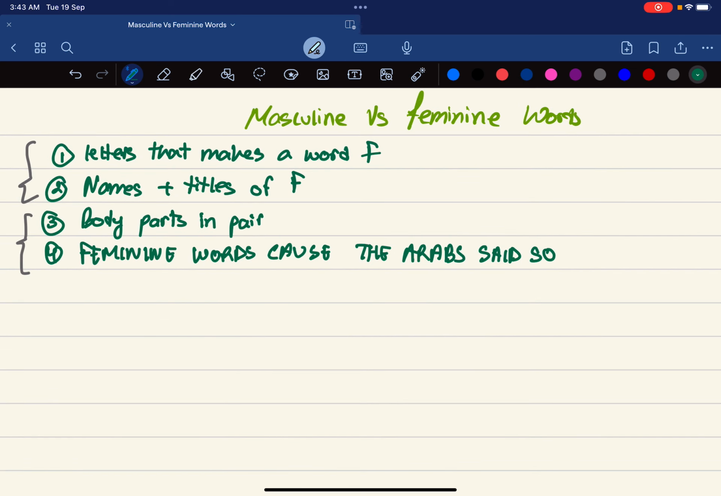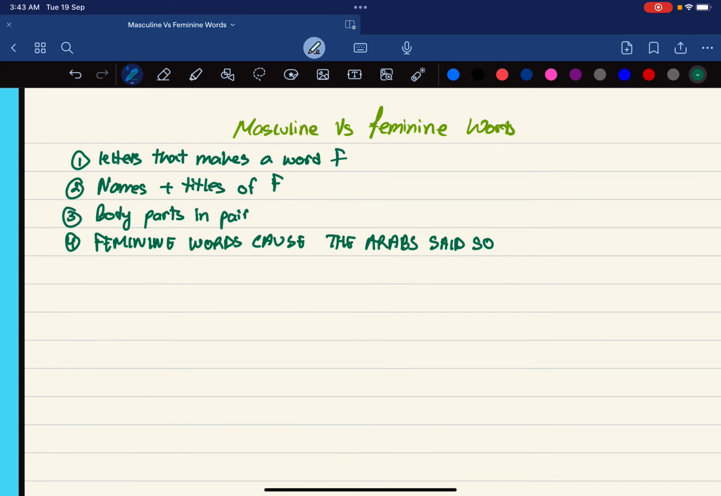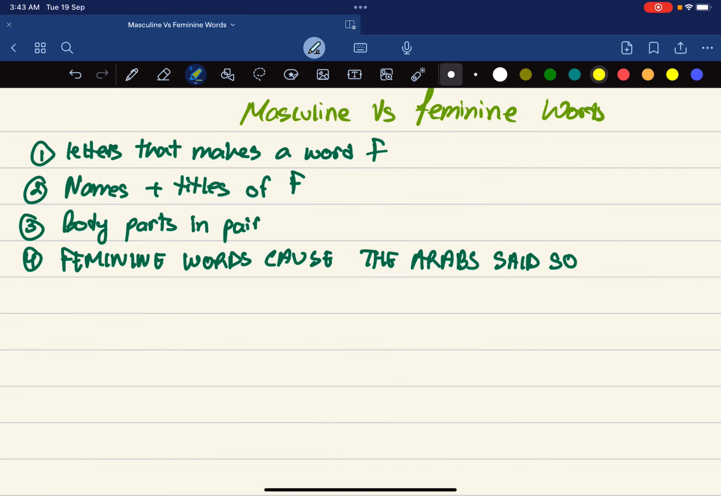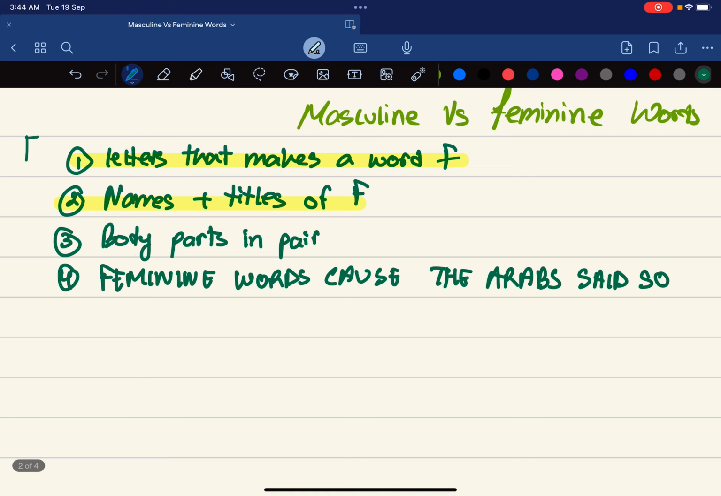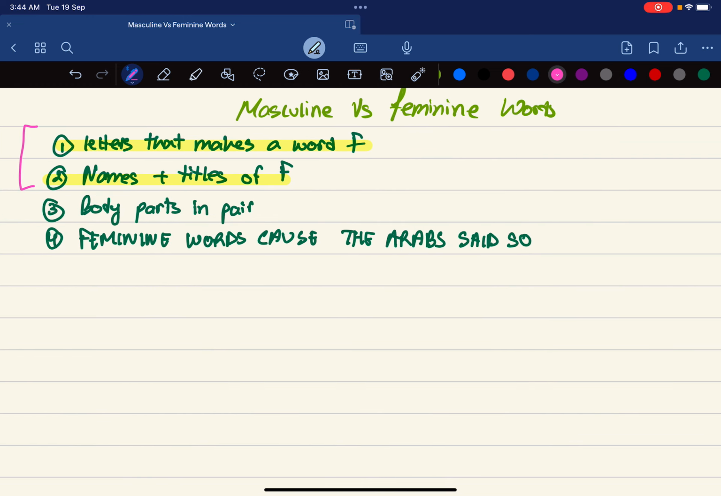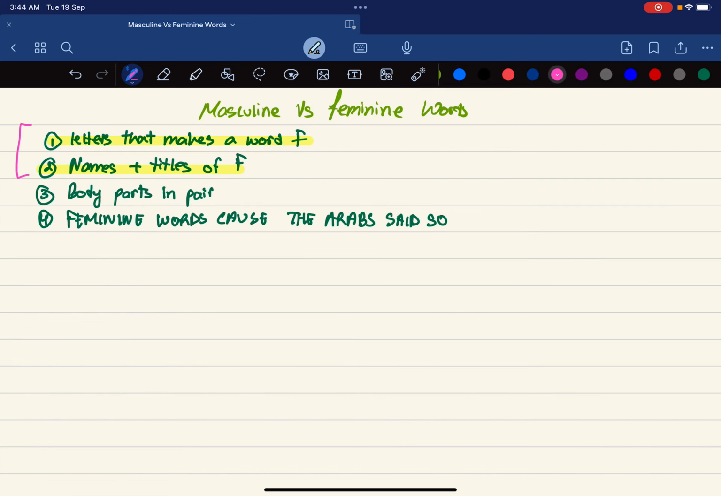Okay, so I've categorized here the things we need to know. We're going to go through number 1 and number 2, though we did go through it in the last video, but I think I did a poor job explaining it. Plus, I wanted to go into details. And in the next video, we're going to be talking about body parts in pairs, and most important words. There are a bunch of words that are feminine because the Arabs said so. So, yeah, let's dig into it.